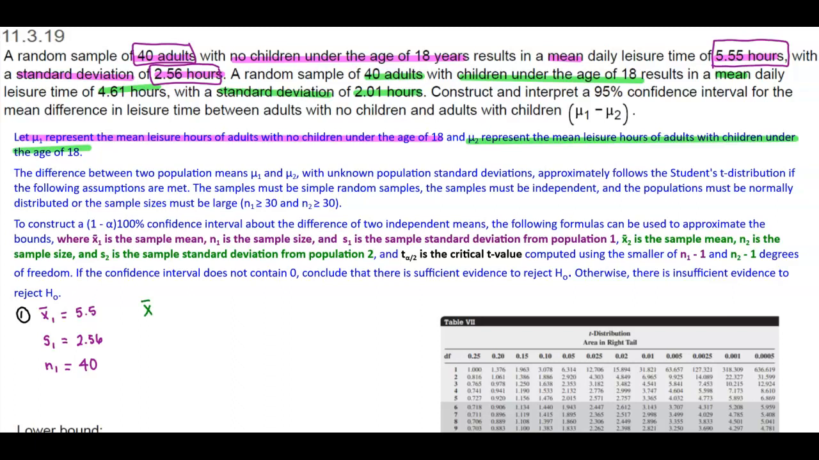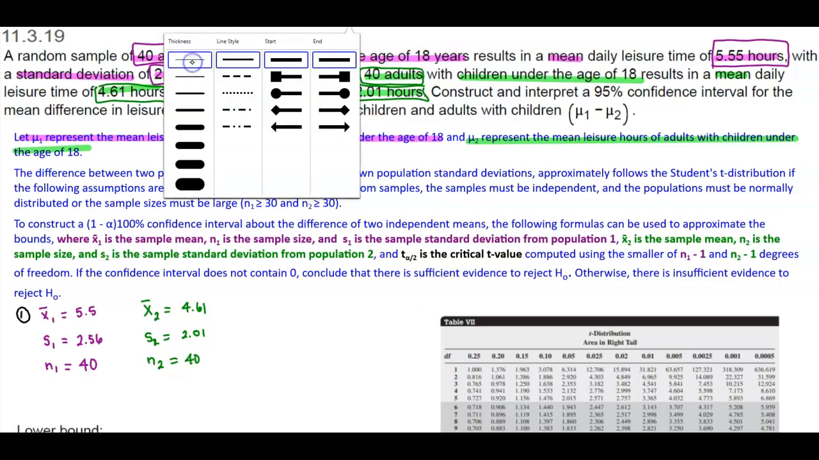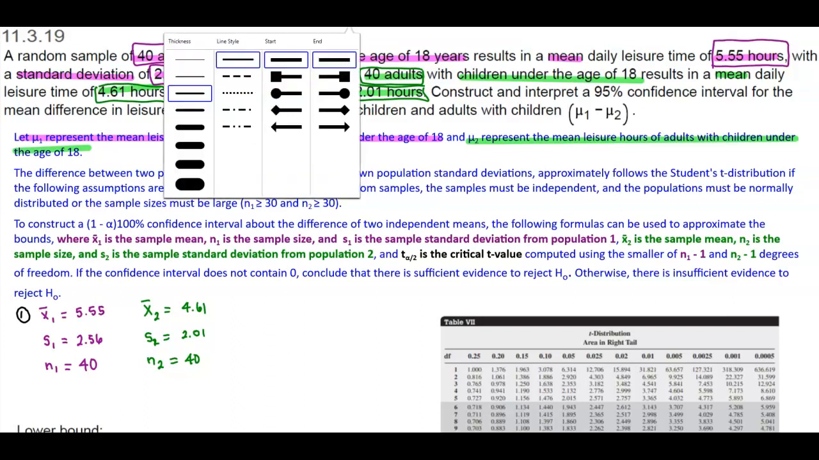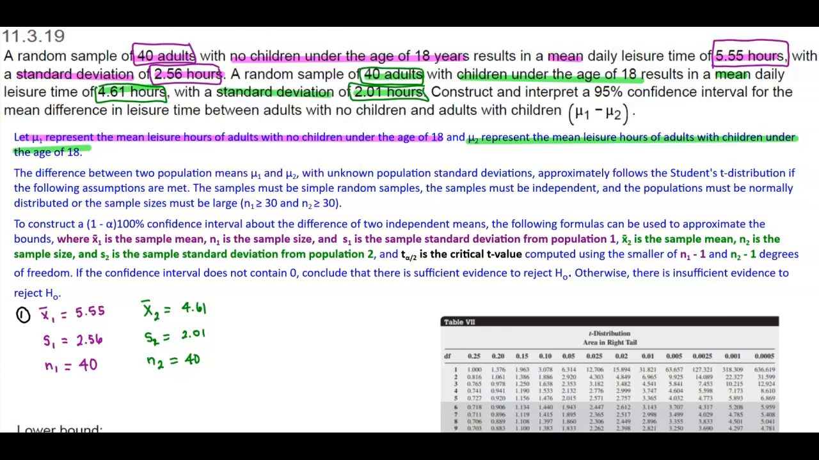Okay, now what we want to do is find the sample mean for population 2, the sample standard deviation for population 2, and the sample size for population 2. Well, we know that the mean for population 2 is 4.61 hours. We know that the standard deviation is 2.01. And we know that the sample size is 40. Let me make sure that the mean is correct here for 5.5. Okay, now what we need to do is find the critical value.